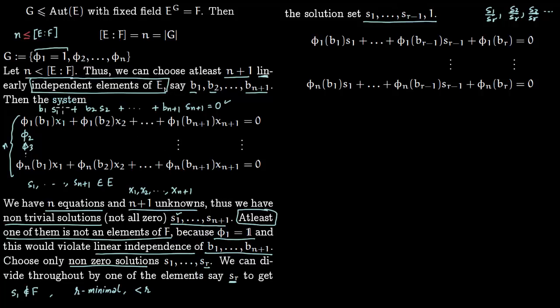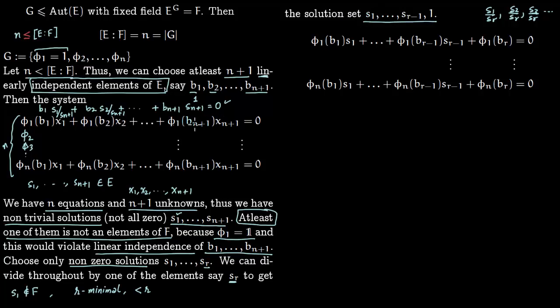So we have divided by one of our solutions, and just dividing by one of the solutions will not change anything. If you divide this entire thing by sn plus 1, this becomes 1, and this becomes s2 divided by sn plus 1, and this becomes s1 divided by sn plus 1. So you have not changed the solution; you still have the same solution. So we have this new solution set.